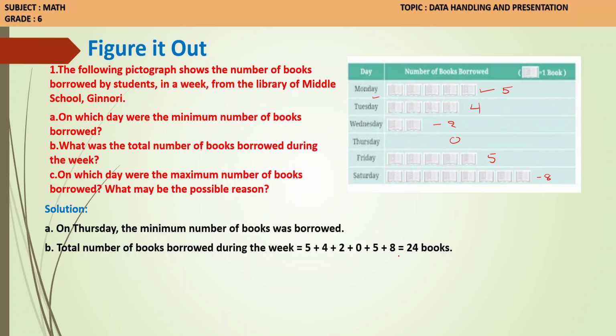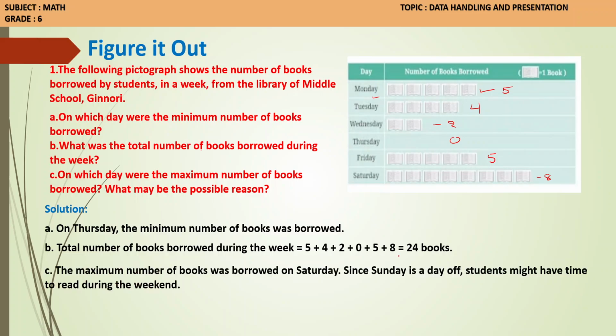Question C: on which day were the maximum number of books borrowed? What might be the possible reason? The maximum number of books was borrowed on Saturday. Since Sunday is a day off, students might have time to read during the weekend.